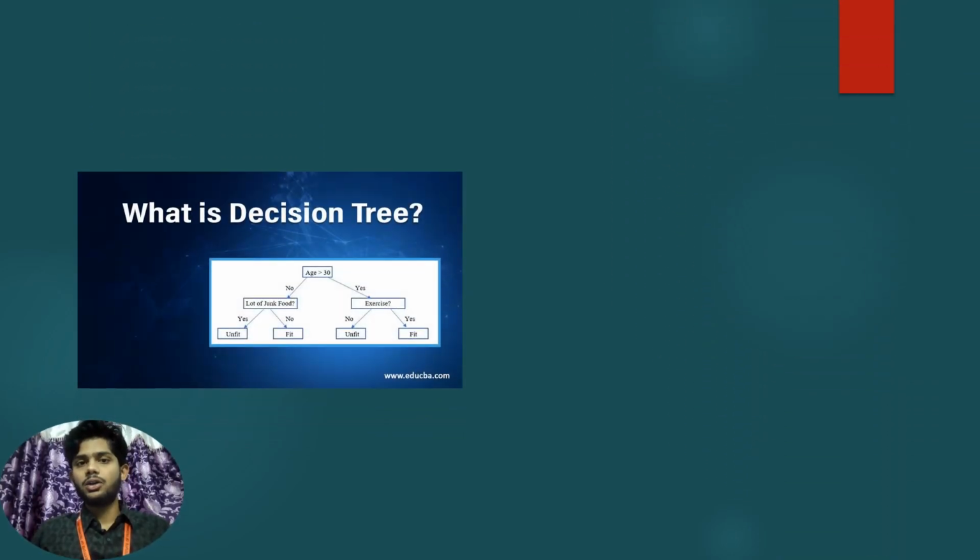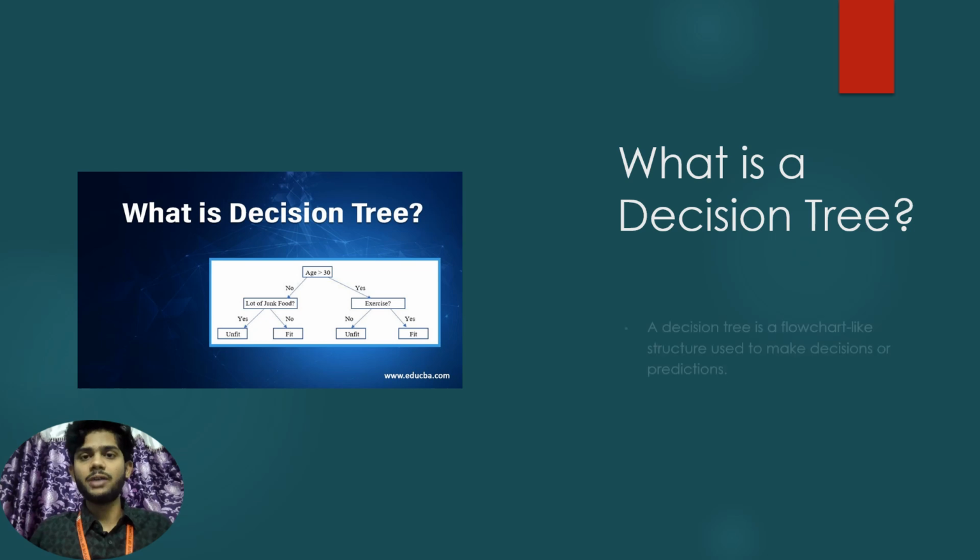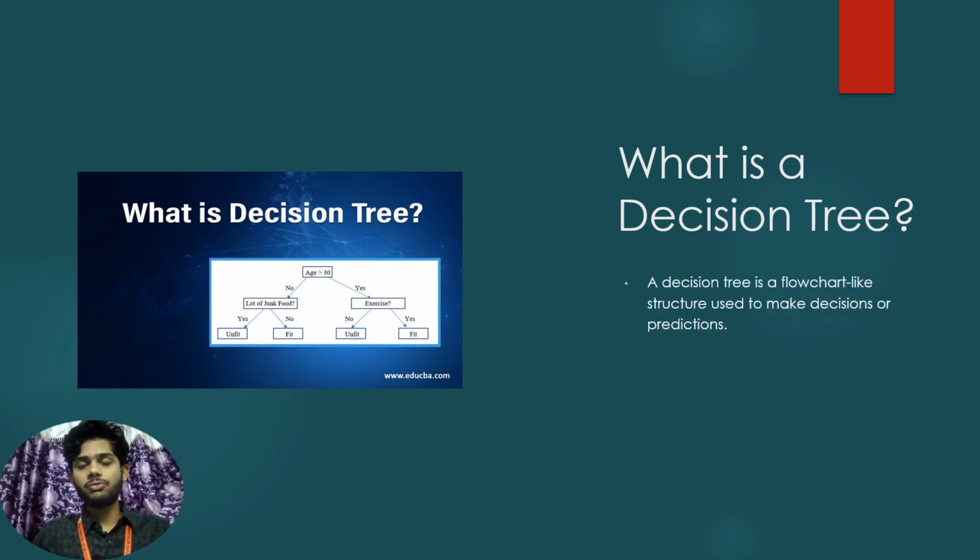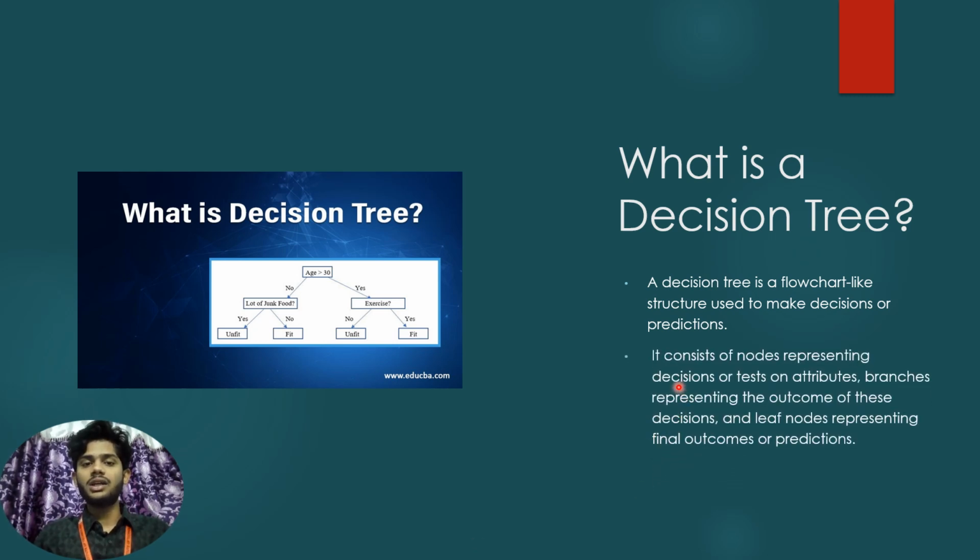Now we are entering into our main topic, that is, what is a decision tree. A decision tree is a flowchart-like structure used to make decisions or predictions. It consists of nodes representing the decisions or tests on attributes, branches representing the outcomes of these decisions, and leaf nodes representing the final outcome or prediction. As you can see here, this is a decision tree, a flowchart-like structure with nodes, and the last leaf nodes represent the predictions or final outcomes.